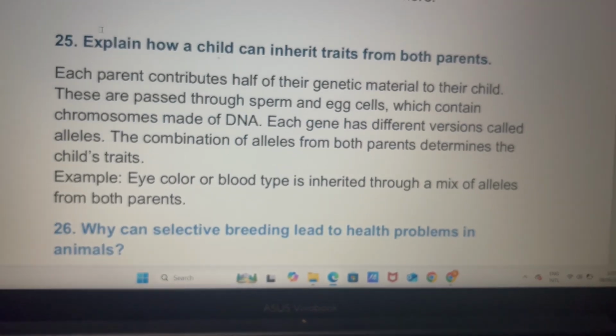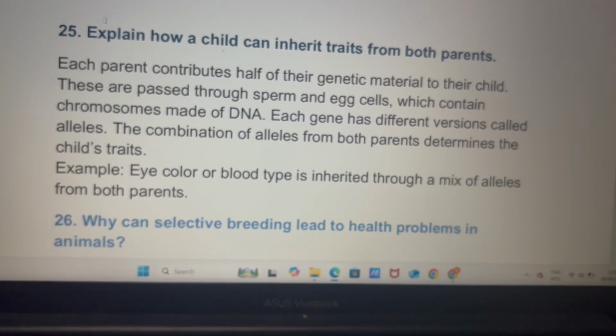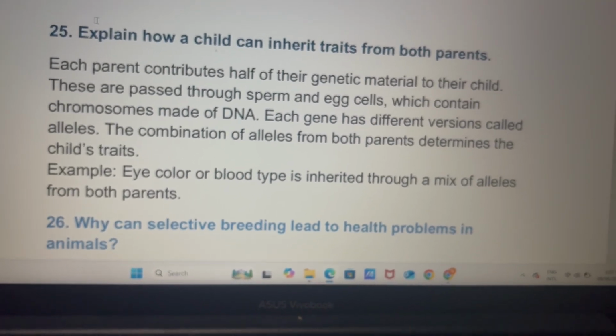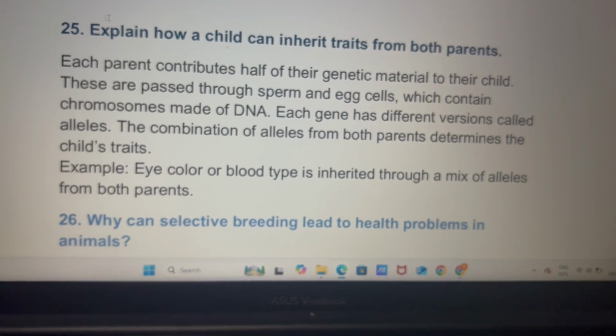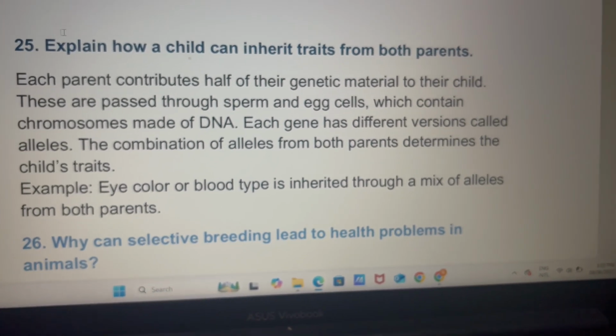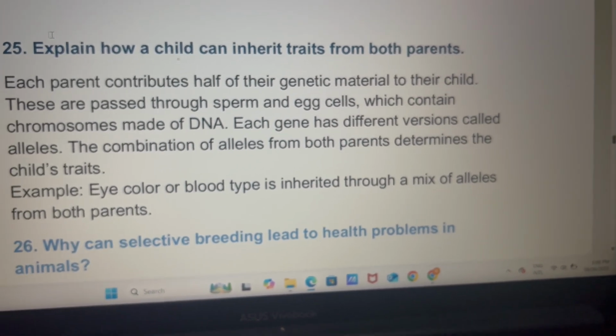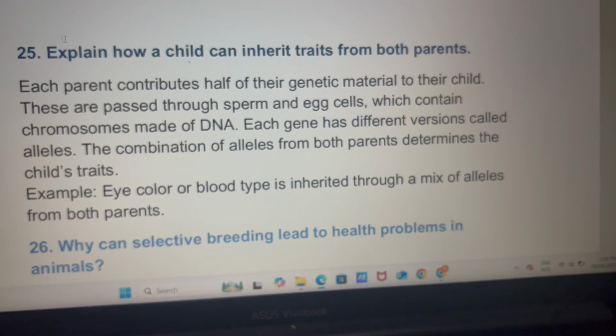Explain how a child can inherit traits from both parents. You might think that you know the answer to this question, but believe me, you have to include details. I think you don't know it like that. You need to include them. They are very important.